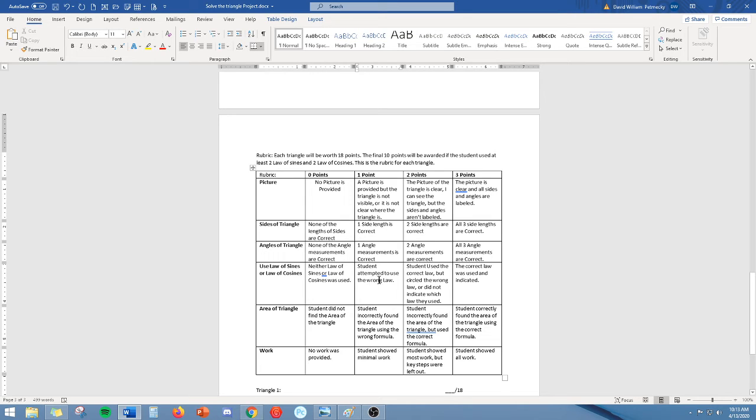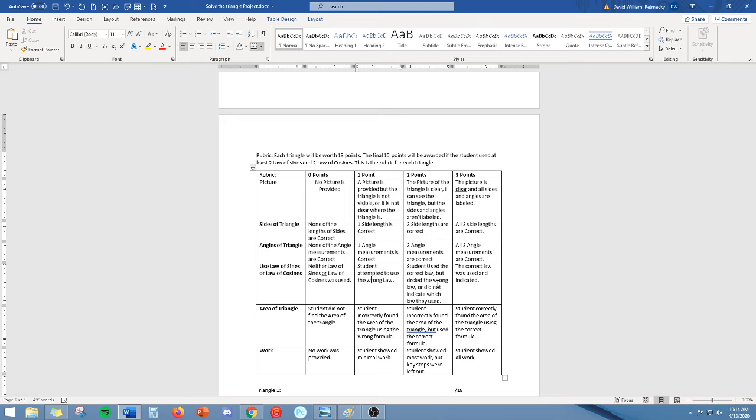If you try to use the wrong law, so like say it was supposed to be a law of sines triangle, and the only way to solve it was using law of sines, and you try to use law of cosines, you're going to only get 1 point there. If you use the correct law but label it wrong, so let's say that you are supposed to use law of cosines, and you actually use the law of cosines, but you tell me that it was the law of sines that you used, that's how you're going to get those 2 points there instead of the full 3. And if you tell me it's law of cosines and use law of cosines, you're going to get all 3 points.